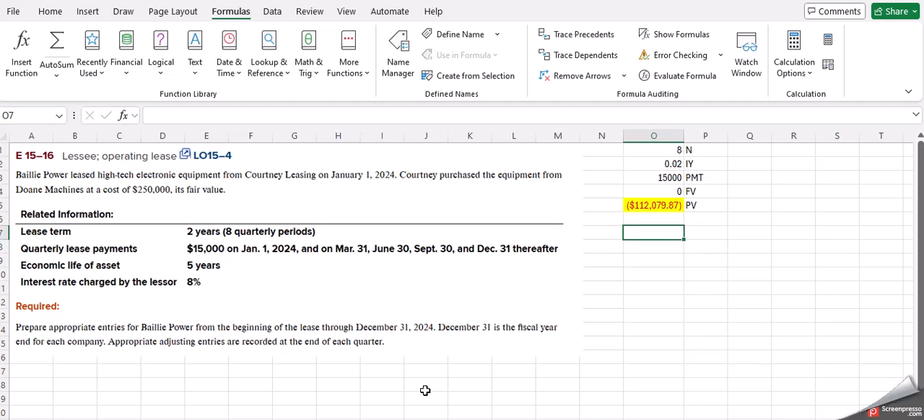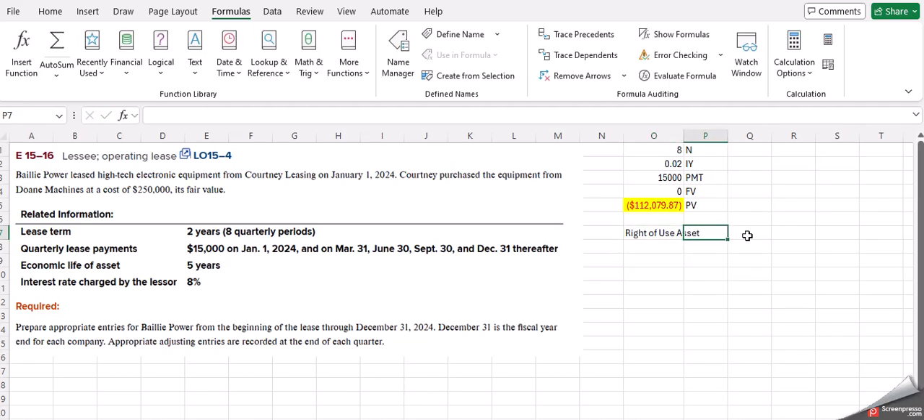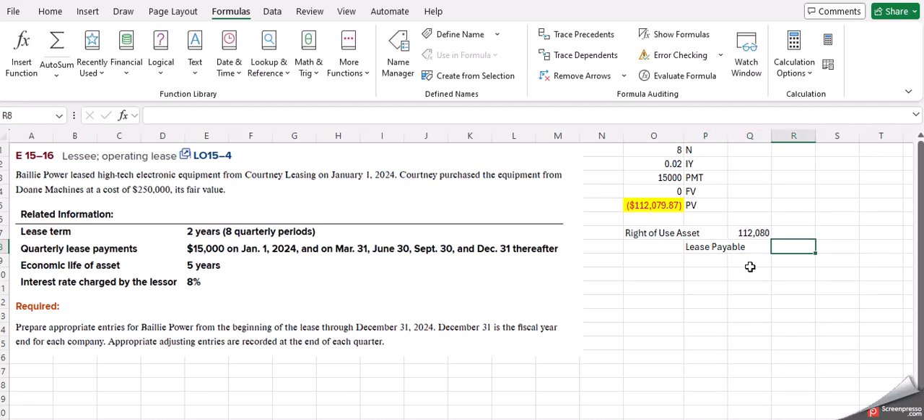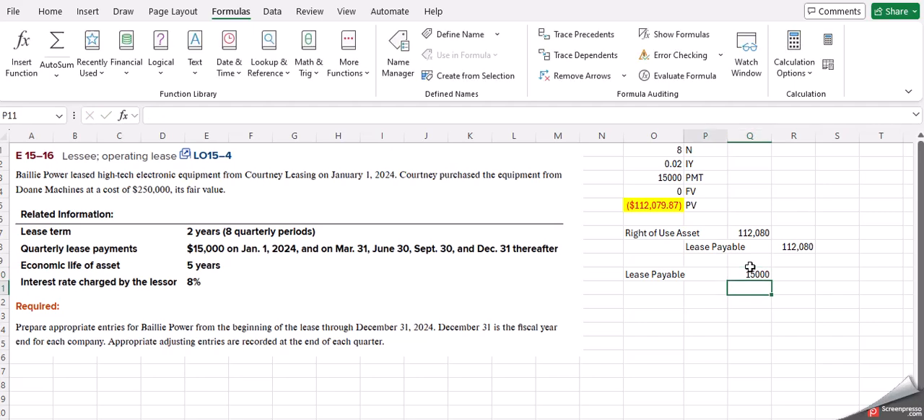So then our journal entry that we would initially do is our right of use asset at the 112,080 if we round it to the nearest dollar. And then we're going to set up the lease payable at that same amount. And then when we make our first payment, because it's going to be on that same day, we're going to debit the lease payable for the $15,000, and then we're going to credit cash for the $15,000.